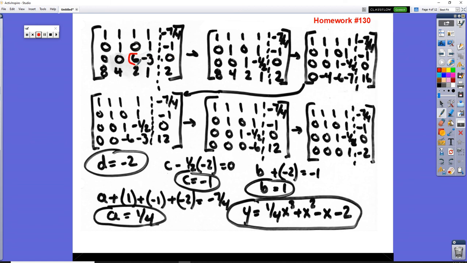You then want to turn where the 6 is into a 1. So you'll be taking this entire row right here and dividing everything by 6. That'll give you a new third row of 0, 0, 1, -1/2, 0.